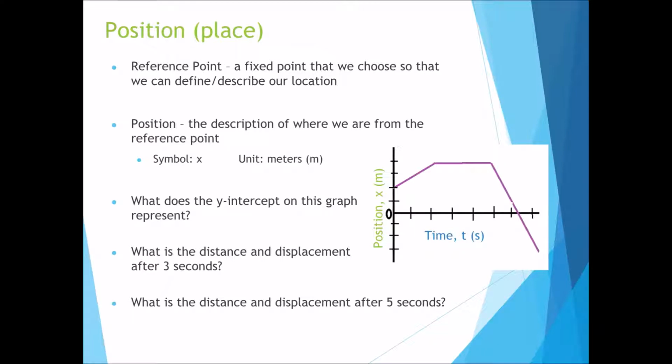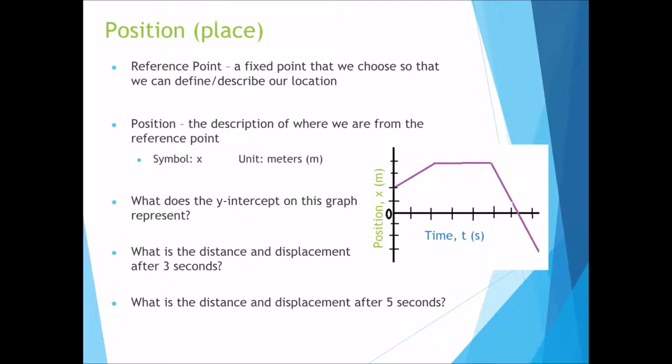What does the y-intercept on this graph represent? The y-intercept on this graph represents where we in fact started in relation to the reference point or the origin, 0 being the origin. In this graph we started at 2. We started at 2 boxes away from the origin.